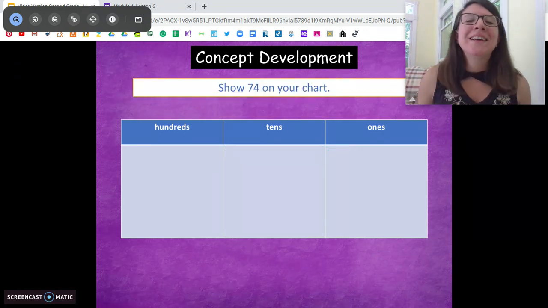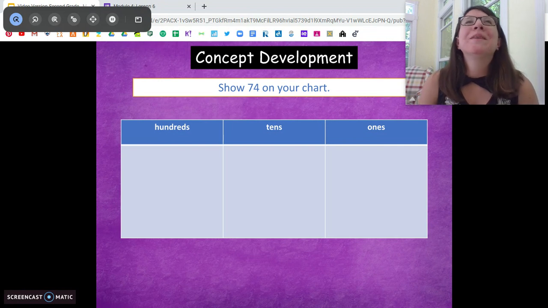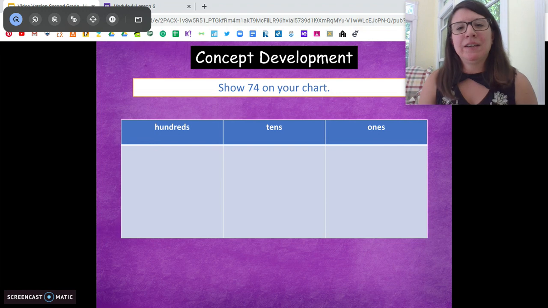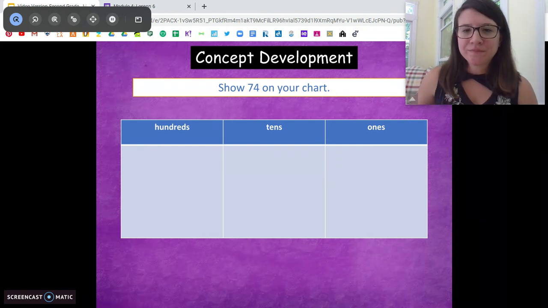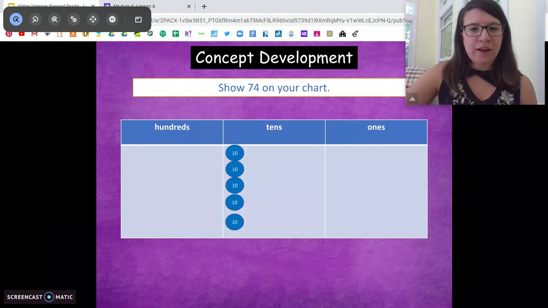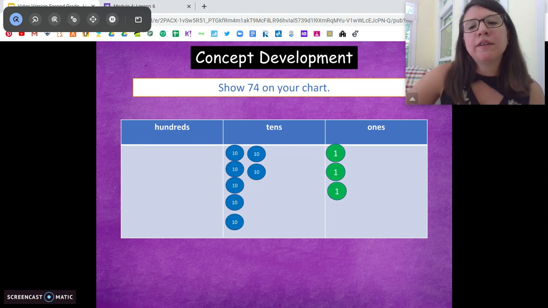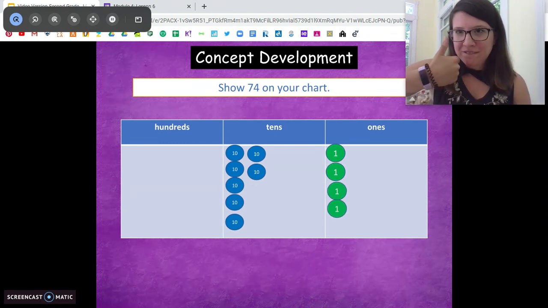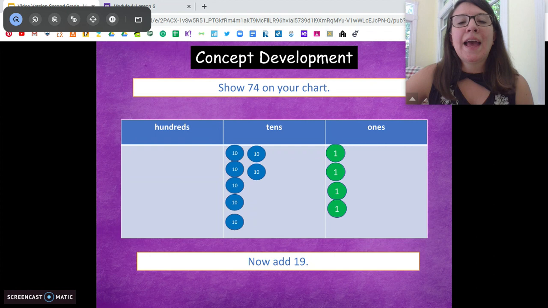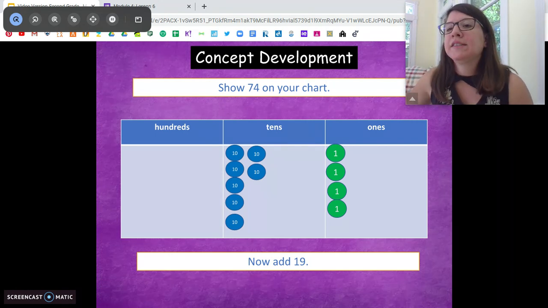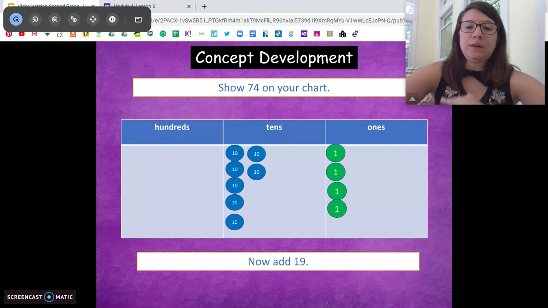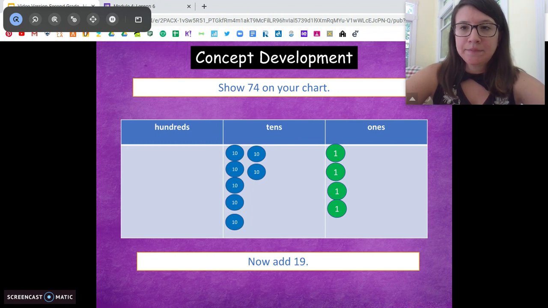Clear your board. Show me 74 on your place value chart. Pause, show me 74 on your place value chart. 1, 2, 3, 4, 5, 6, 7. 1, 2, 3, 4. 74. Good. Awesome. All right, now you're going to add 19 to that. Remember, don't add 19 1s. Add your 10s and your 1s. Add 19.